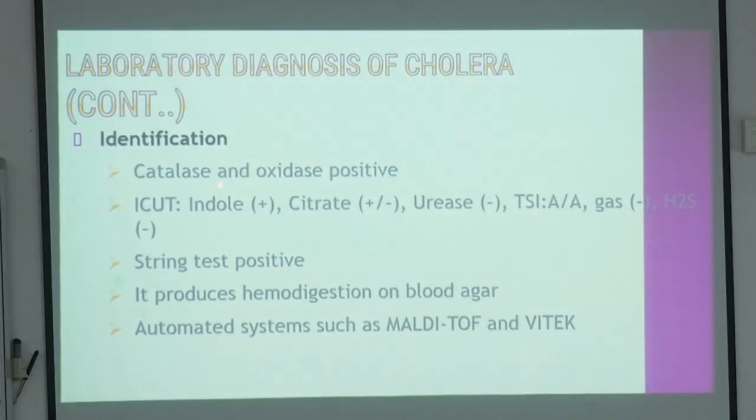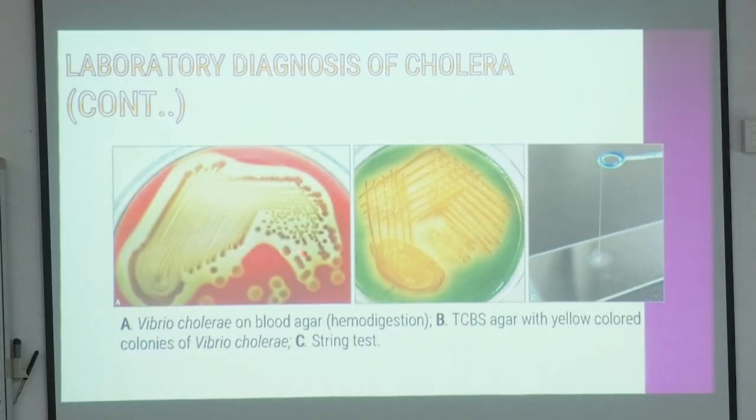Identification: catalase positive, oxidase positive, indole positive, citrate plus minus, urease minus, string test positive. It produces hemolysis on blood agar. Automated systems such as Vitek and others are used. So these are the media.